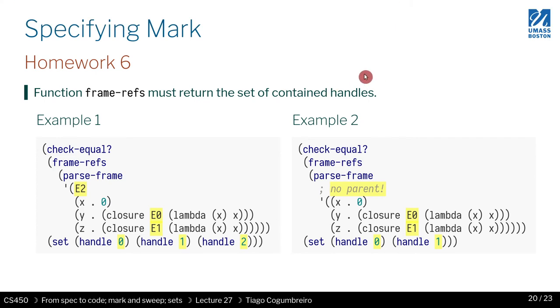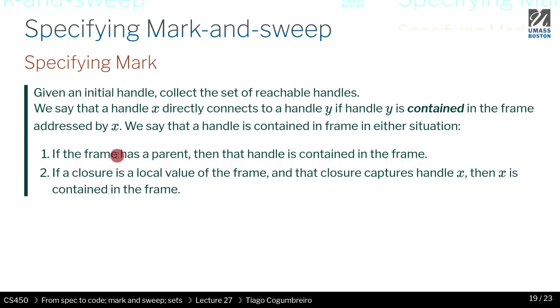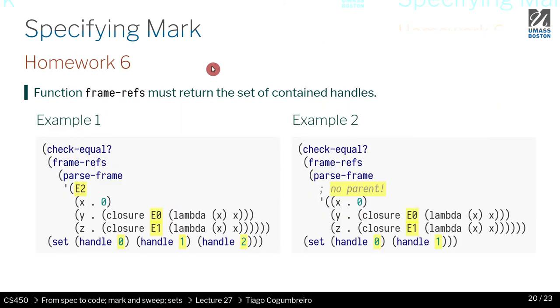This is refs. The mark, this is the specification of mark, I guess I jumped one. But the mark function is, you can think of it as a recursion. Basically, you have an initial value and you want to iterate over all the frames according to the parent and all the variables. So basically, if you are visiting a frame like this, you want to use frame refs to get you the next positions.